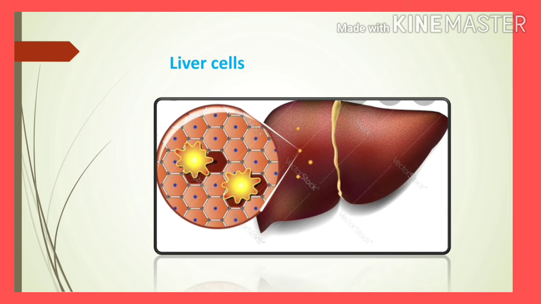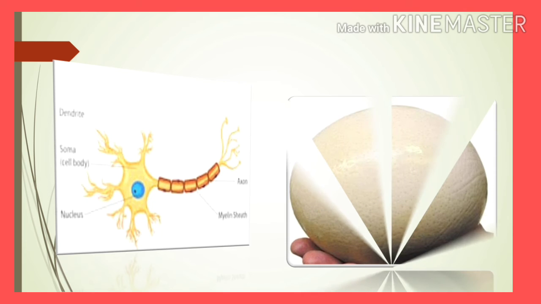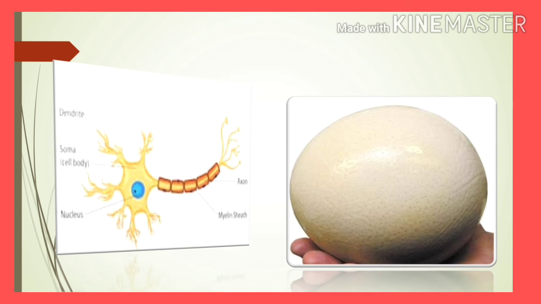And some cells are very large, so that we can even see them with our naked eye. This is the neuron or nerve cell present in human beings, which measures from 90 to 100 centimeters. And next one is the ostrich egg. The ostrich egg is also a very large cell, measuring 17 centimeters by 18 centimeters. So like this, children, different types of cells are there. Some are very big, some are very small.